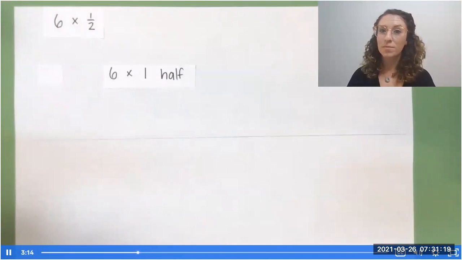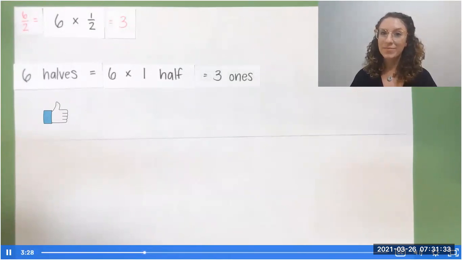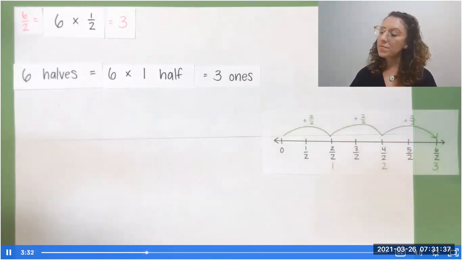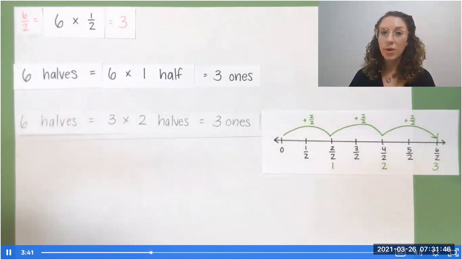Now think about that problem, 6 times 1/2, in unit form. Thumbs up if 6 times 1/2 equals 6 halves. Yep, another thumbs up if that's equal to 3. Yes. On this number line, how many groupings of halves do you see modeled? I see 3 groups of 2 halves. Is this equation correct? Yes. Remember, we found that these are equal.